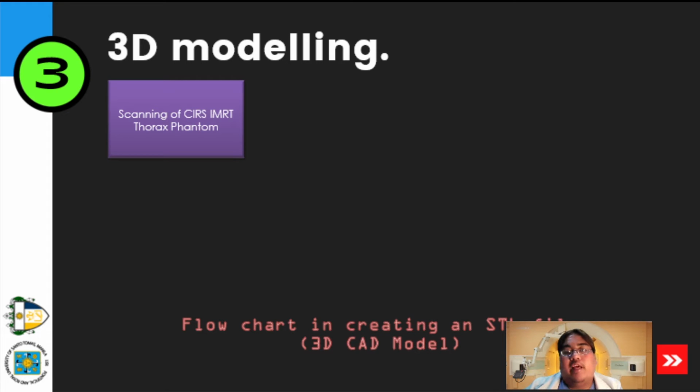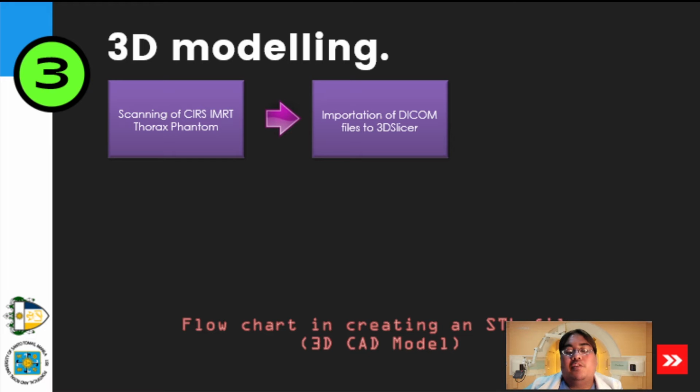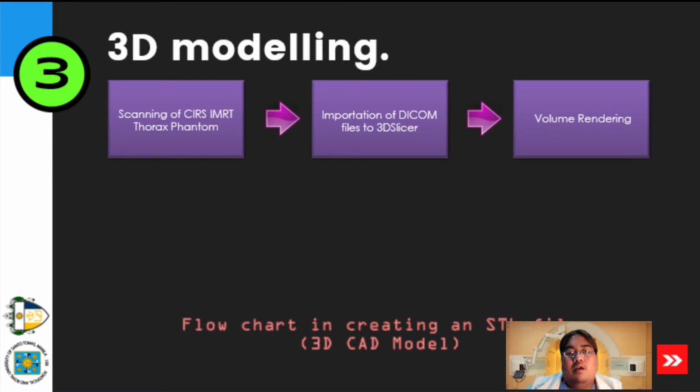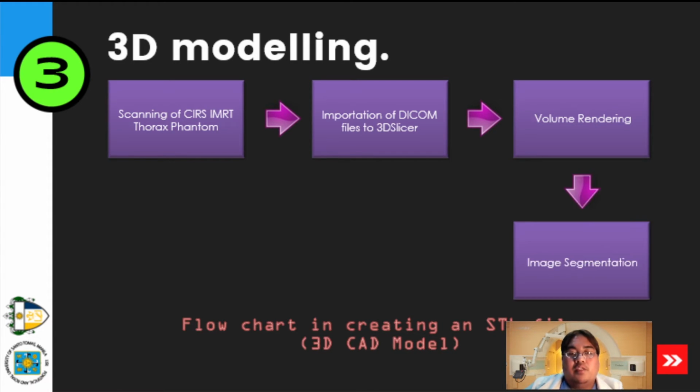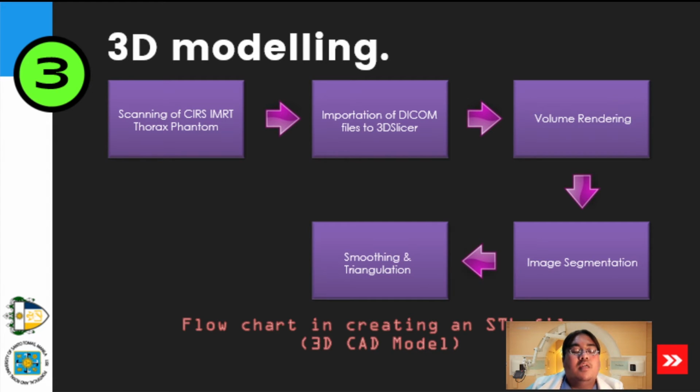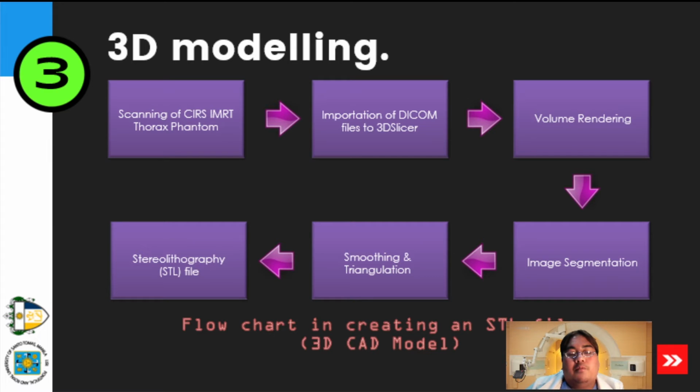First, there's scanning of the CIRS Phantom. Then there's importation of DICOM files to the 3D Slicer software. In the software, there shall be volume rendering. Once the volume has been rendered, it should be segmented, and then right after, it shall be smoothed and triangulated. So the final output will be in stereolithography file or STL file.